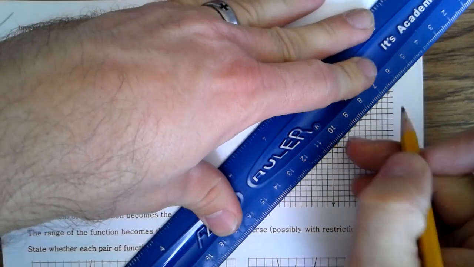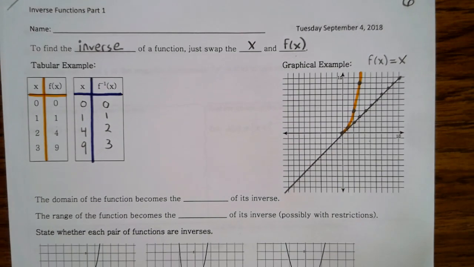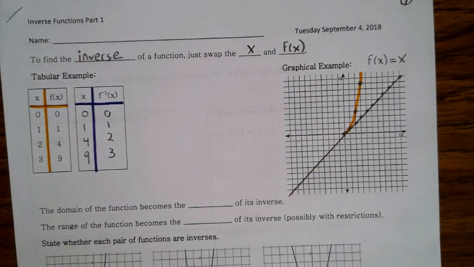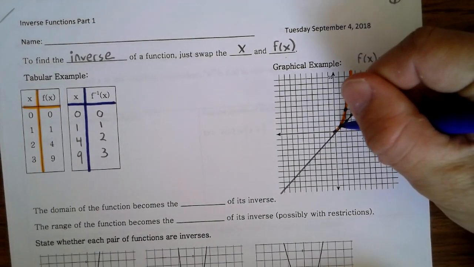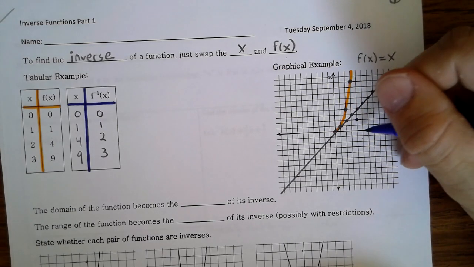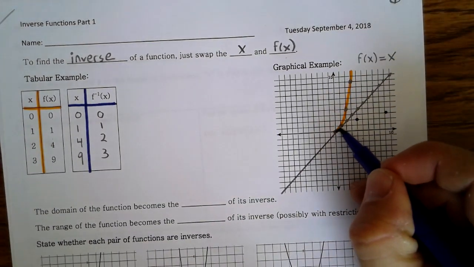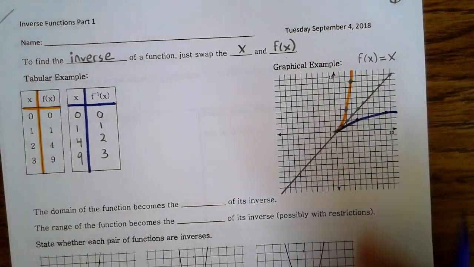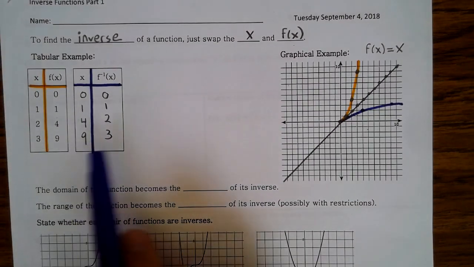So if we did this correctly, this should reflect over the f of x equals x line. Okay? So now let's graph the inverse. You can see here that they reflect over the f of x equals x line, so we've done the inverse correctly.